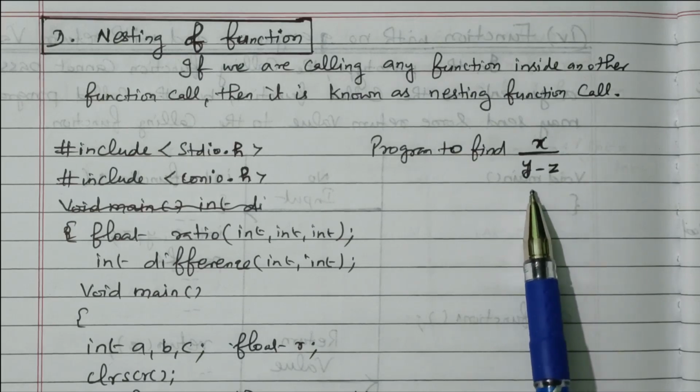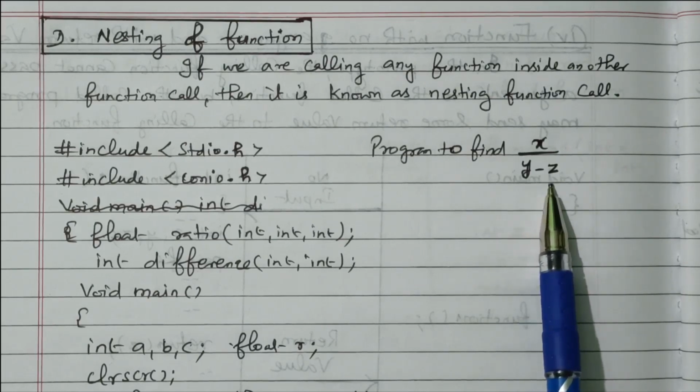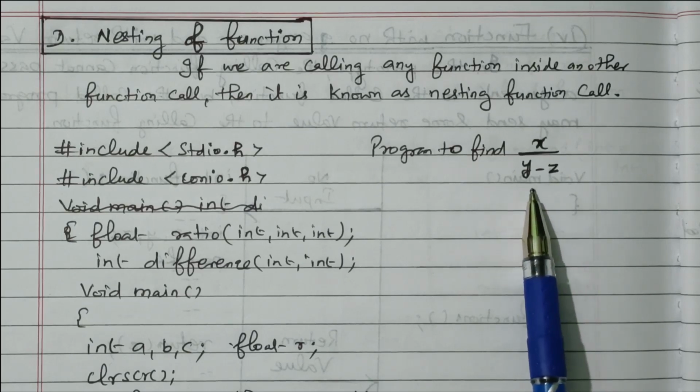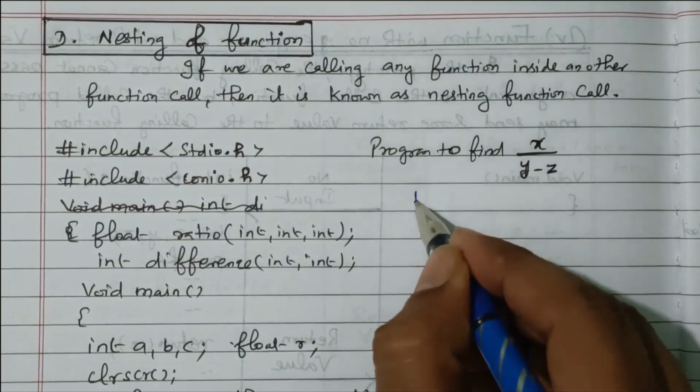Inside one more function will check the value. What is the value of y minus z? If it is 0, we cannot perform the expression. If it is non-zero, we can perform the expression. Now we'll see that. We'll go for one example.